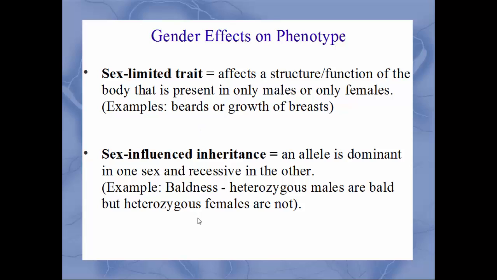The second one here, sex-influenced inheritance. This is where you have an allele that's dominant in one sex, but actually recessive in the other. And a good example of that is baldness. A male who is heterozygous for baldness will become bald, but a female who is heterozygous for baldness will not be. It is actually recessive in the female, but expressed and dominant in the male. This condition is influenced by the sex of the person.